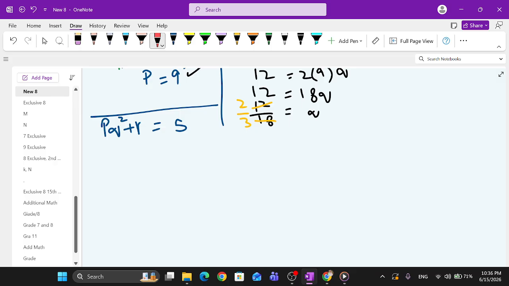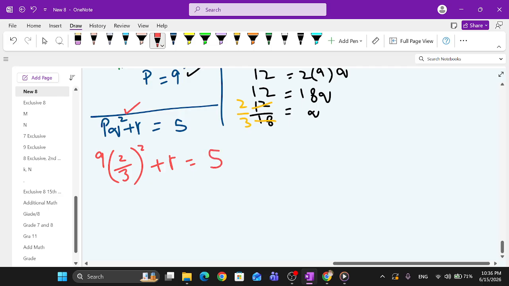Okay, as you see now, P(Q square) plus R. So we already have got the value of P. P is actually 9. Okay, Q. The value of Q is 2/3. Okay, and we have to take it square because it was square plus R and all is equal to 5.